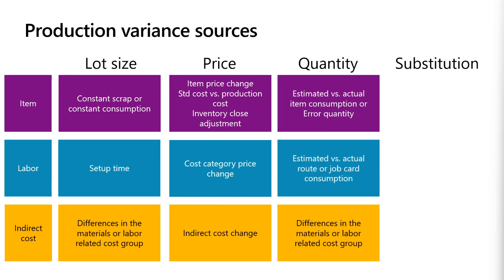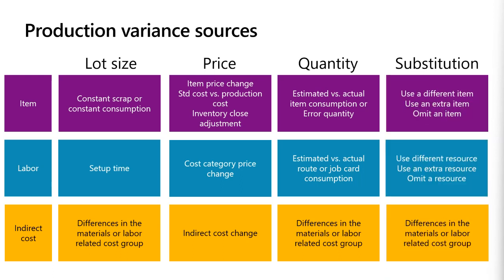The sources for quantity variances can come from a handful of different places in a production order. When we think about materials, this can be when there's a difference in the estimated consumption versus the actual consumption of an item. This can also be the result of reporting an error quantity. Likewise, with labor, the variance can come from differences in the estimated versus actual, which can be recorded in either a route card or a job card. The indirect costs are always dependent on the cost group basis for the material or labor components.